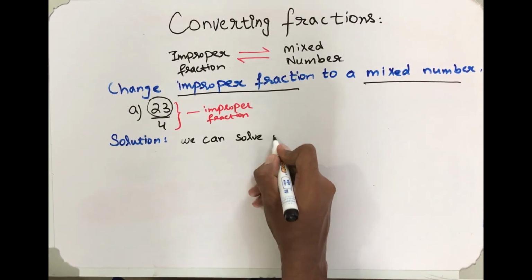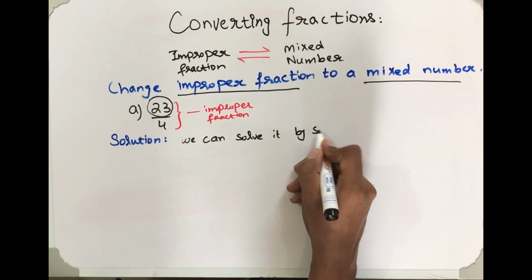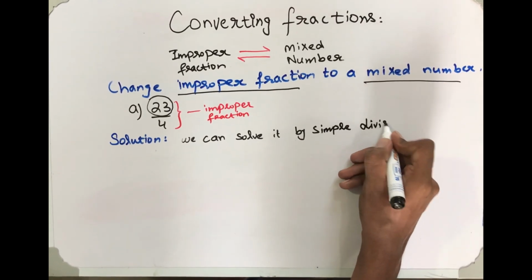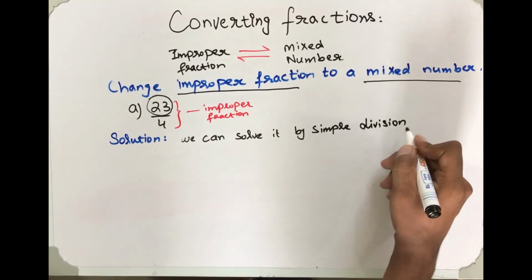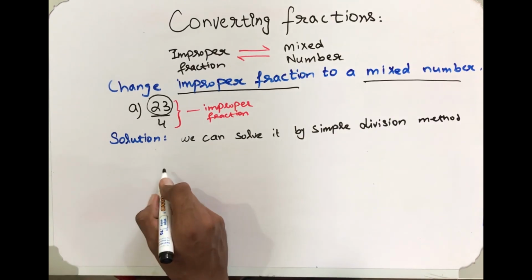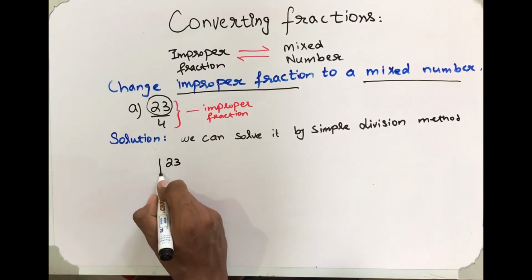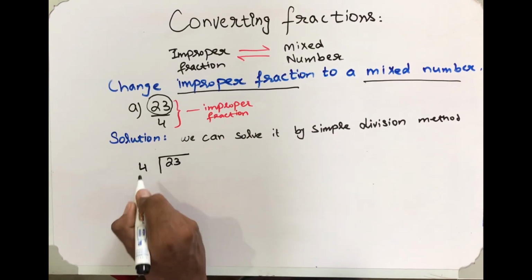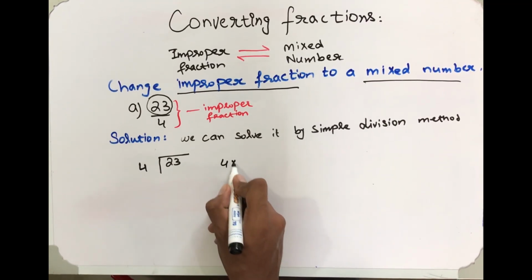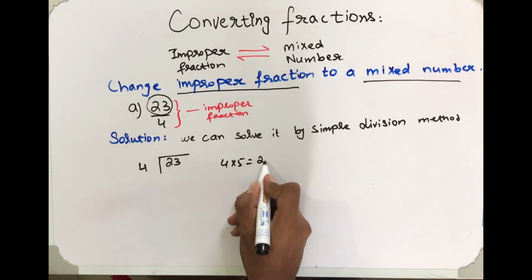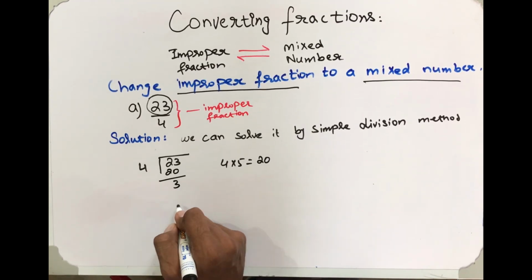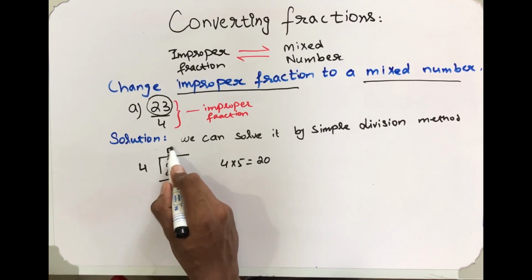We can solve it by the simple division method. That is quite easy. We just have to divide these two numbers. We will take 23 as the dividend and 4 as the divisor. Now we know that 4 multiplied by 5 equals 20. So right here 20, after subtracting we will get 3, and the quotient is 5.